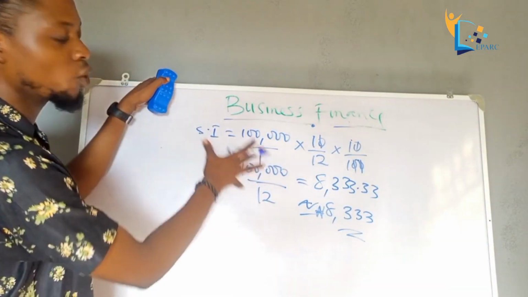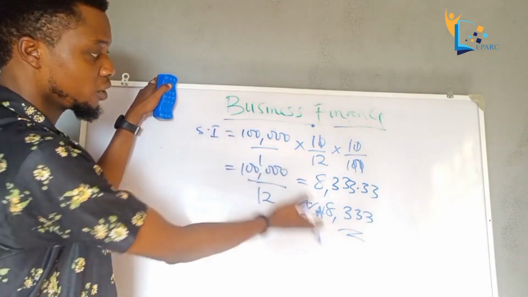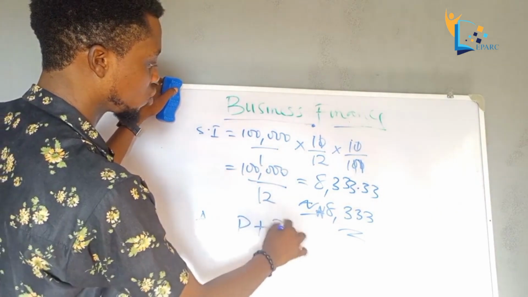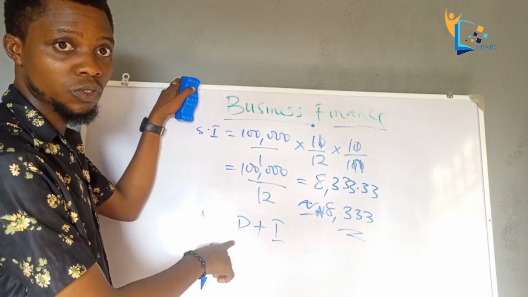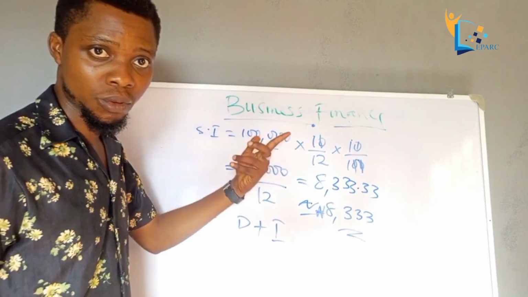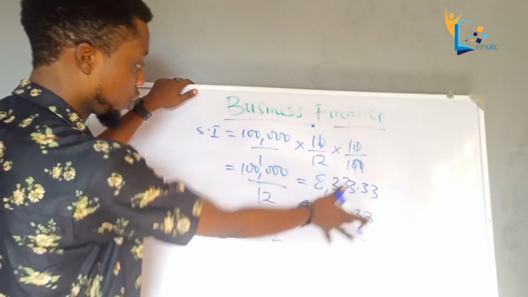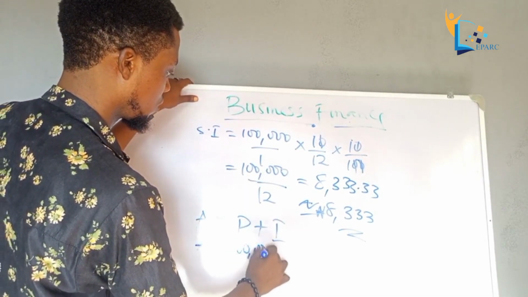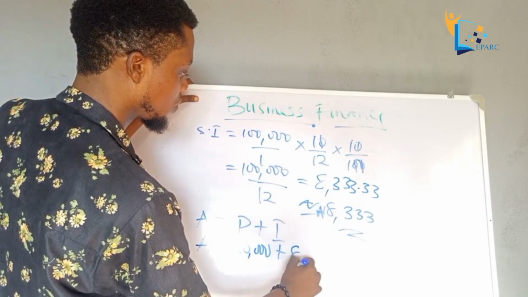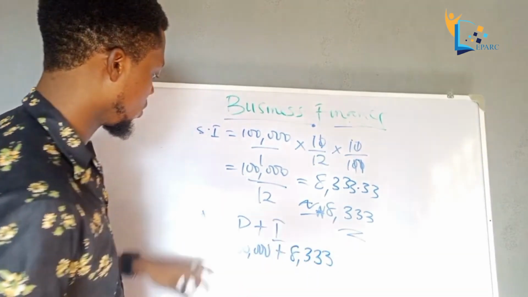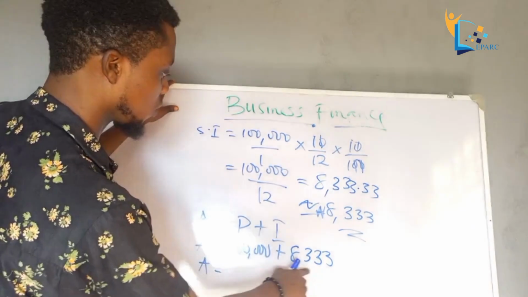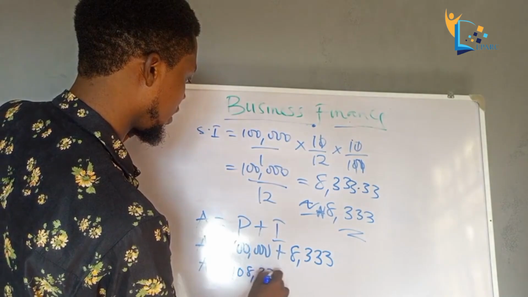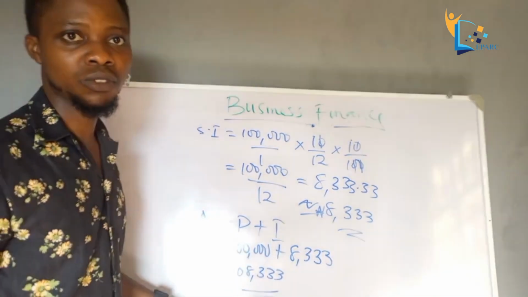Now we can know the amount to pay. We can know the amount to pay by simply saying amount is equal to the principal plus interest. Let's use our example here. The amount now will be, the principal here is 100,000 plus the interest here is 8,333. So amount is equal to 100,000 plus 8,333, which gives us 108,333. This is the amount.